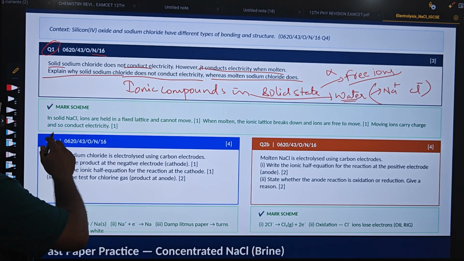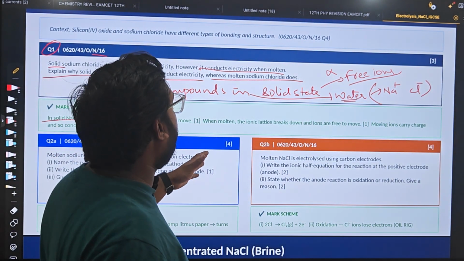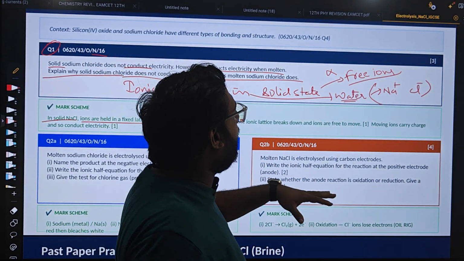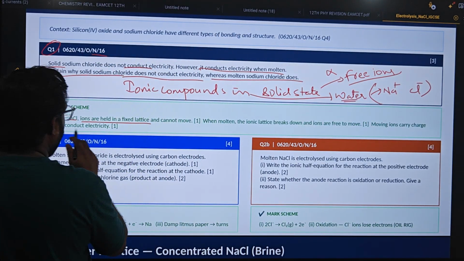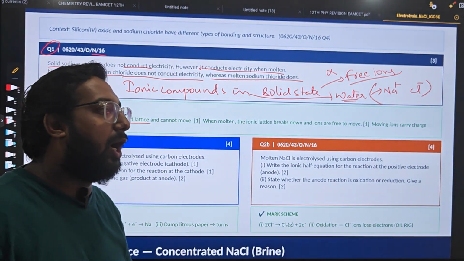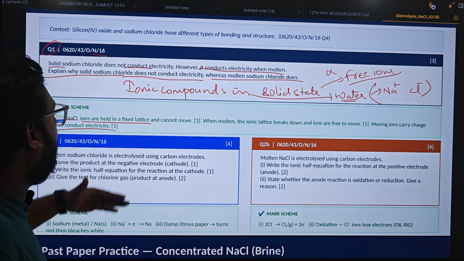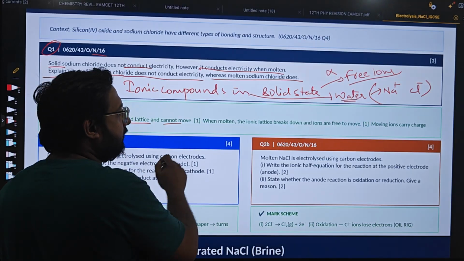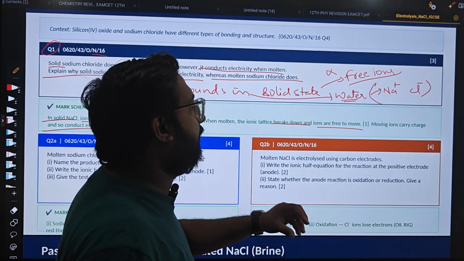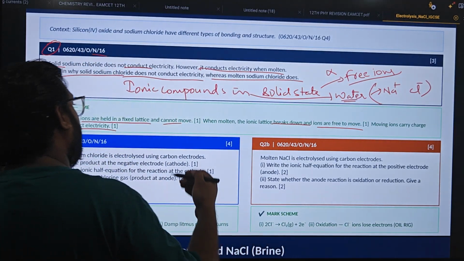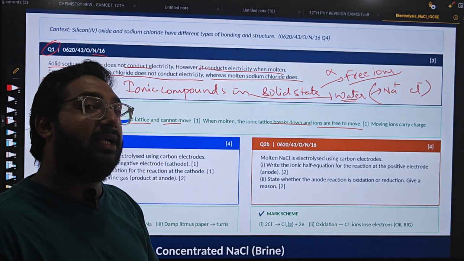So what you can write in the exam is: in solid NaCl, ions are held in a fixed lattice and cannot move. When molten, the ionic lattice breaks down into ions which are free to move. Moving ions carry charge, so they conduct electricity. So this is how you should write your answer. When you include these key points, cannot move, fixed lattice, the lattice breaks down, and in the molten form they are free to move, then ions carry charge so conduct electricity, you get 3 marks for your answer.